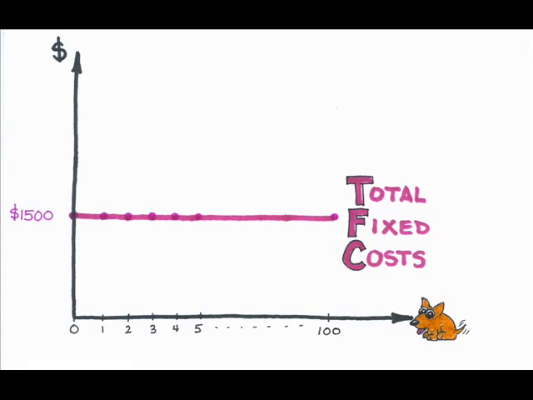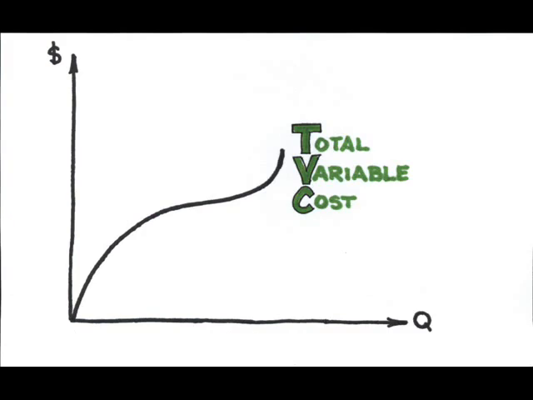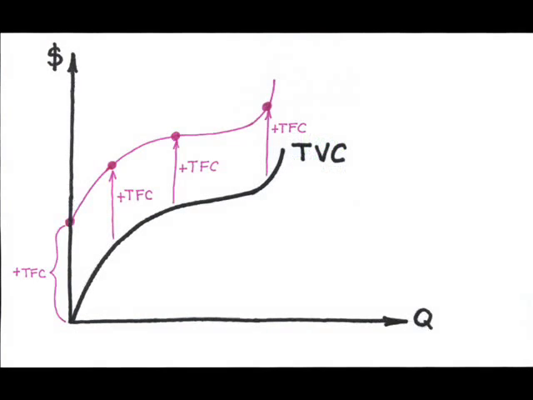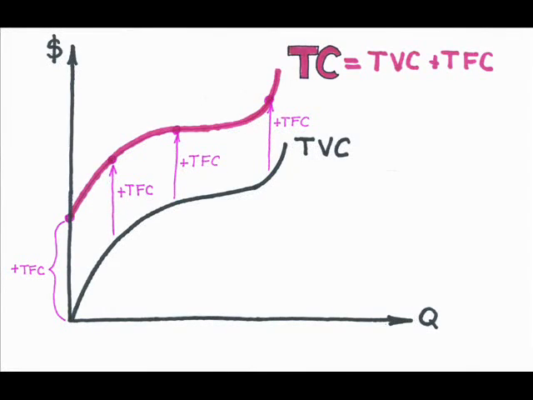What does this mean for our cost diagram? Well, it means that for every level of output, all we have to do is tack on the total fixed cost. In our puppy example, it was $1,500 to whatever variable costs we have. What we get as a result is a new cost curve, our total cost curve, that's really just our total variable cost curve shifted upward by the amount of those fixed costs.